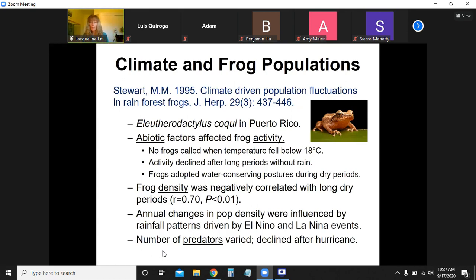She also found that frog population density, that's a measure of abundance, right? We defined that last time. She found that the population density was negatively correlated with these long dry periods.